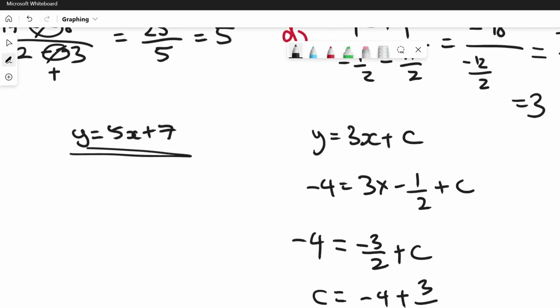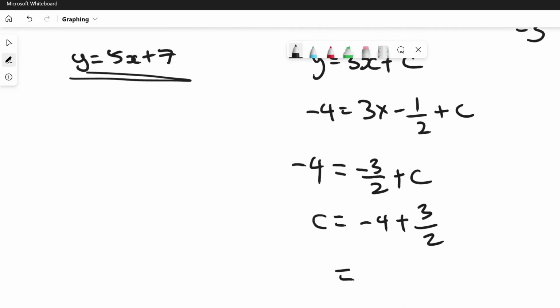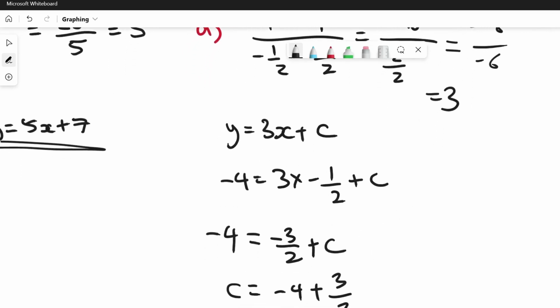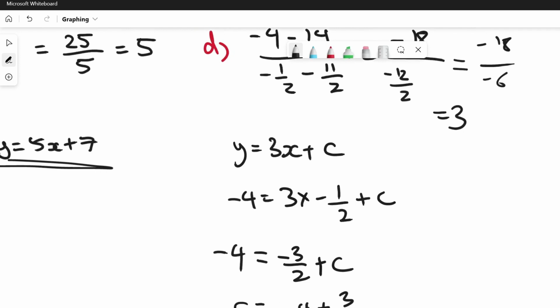Which when simplified, it just equals -5 on 2. Yep. And now that we have the gradient and the intercept, we just write it back into the general form. So it's just y equals 3x minus 5 on 2. And that's our final solution.